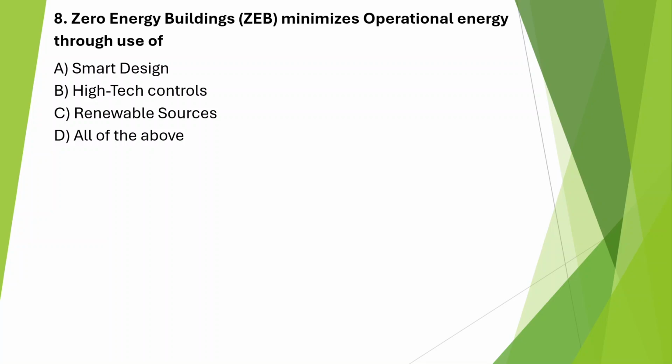Option A, through smart design. Option B, through high-tech controls. Option C, renewable sources. Or option D, all of the above. So zero energy buildings are becoming very common these days with the increment in the energy demand and the global pollution. So they are helpful in minimizing the operational energy through what? Try to choose the most appropriate answers.